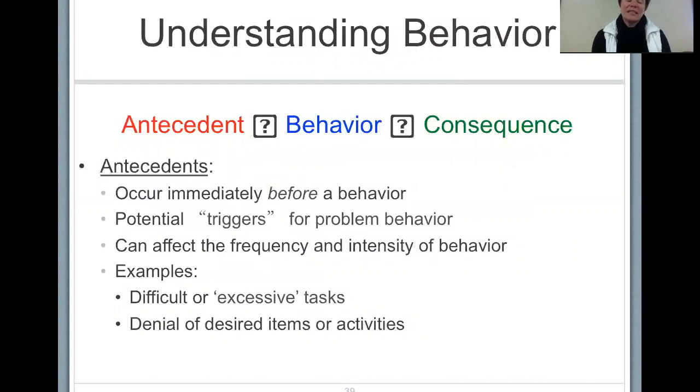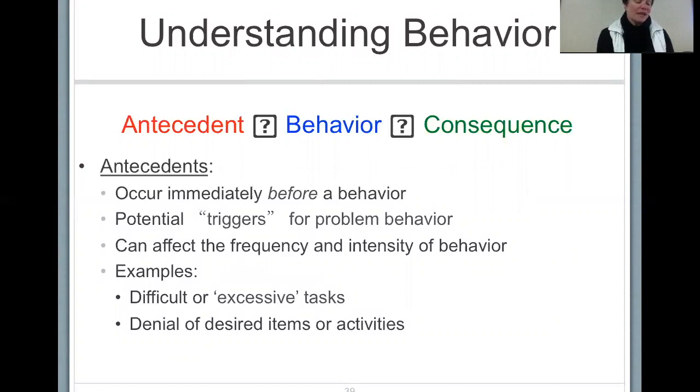This slide provides a visual to demonstrate the relationship antecedents and consequences have with behavior. You can see that antecedents occur immediately before a behavior and can set off or trigger problem behavior. Some examples of antecedents to problem behavior might be demands in the form of instructions. You ask your child to get dressed or to sit down, and they fly into a tantrum.